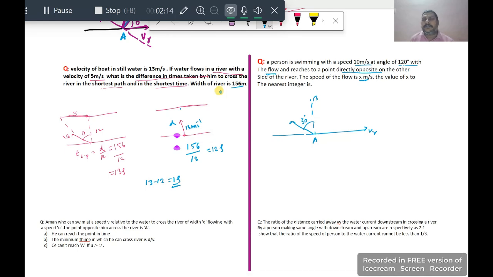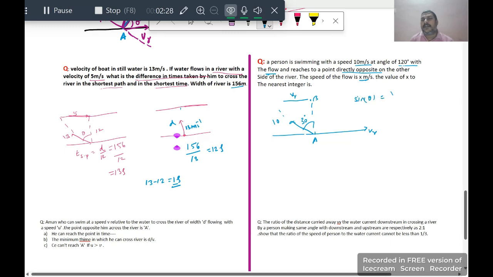So this is VR, and he started with speed 10. Therefore, sin theta is equal to u by V, where u is equal to VR here. So sin 30, which is 1 by 2, is equal to u by V. With V equal to 10, one is to five, therefore u is equal to 5 meters per second. So very easy. Next problem.